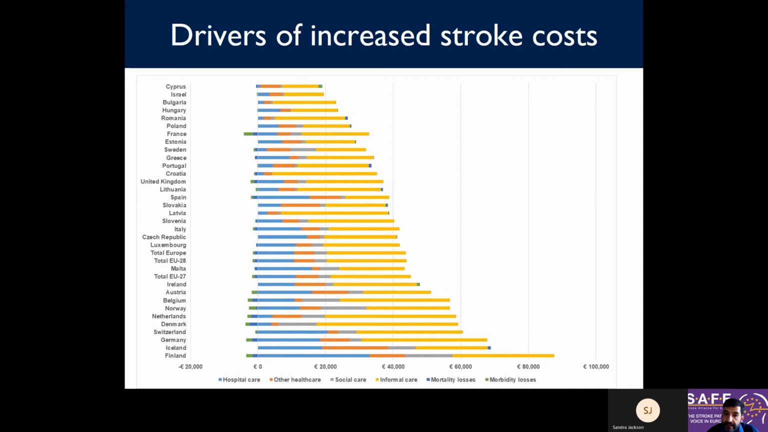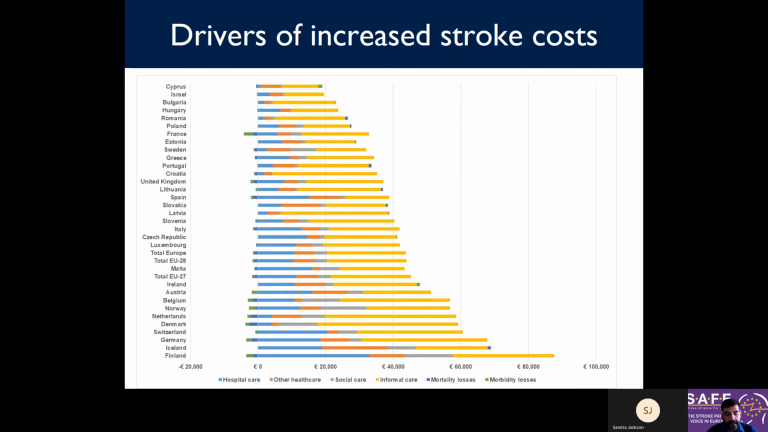So what will be the drivers of increased stroke costs? And you can see from this slide, first, if we look at the left-hand side, you will see that many countries will see a decrease in the cost due to mortality and morbidity losses, i.e. strokes happening in younger populations which are of working age. Given that the population will be substantially more elderly, there'll be less people of working age having a stroke. That's why we see a decrease in those costs.